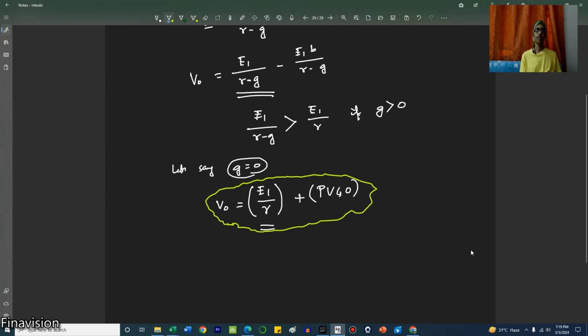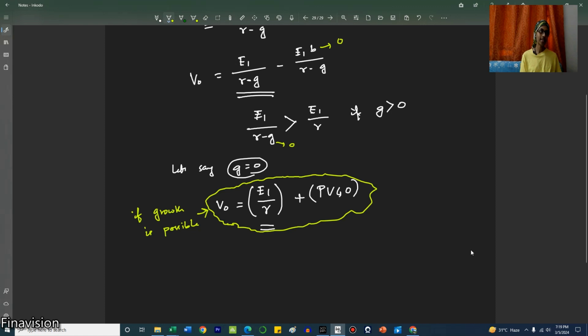Again I will repeat, if growth rate is equal to 0, then the ideal thing is to reduce the retention rate also to 0. So the expression becomes simply V0 is equal to E1 by R. Now if growth is possible, then V0 is equal to E1 by R, which is the value under the condition of no growth, plus whatever the present value of future growth opportunities are there.